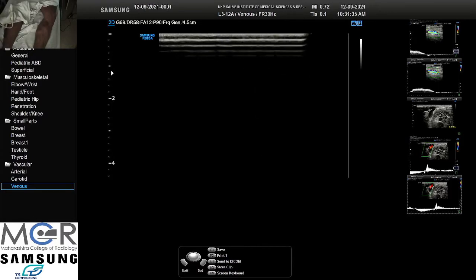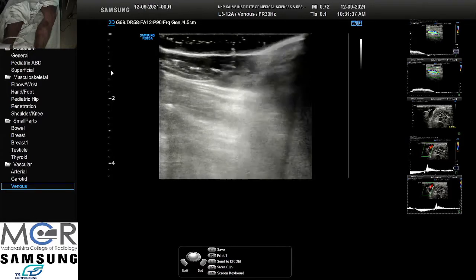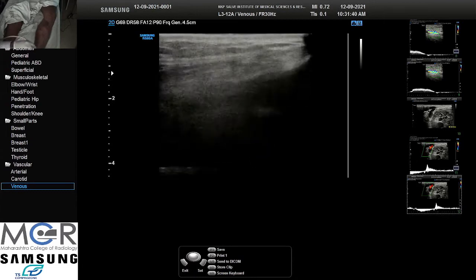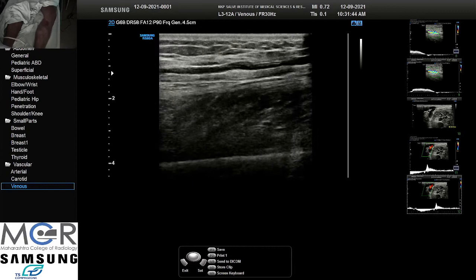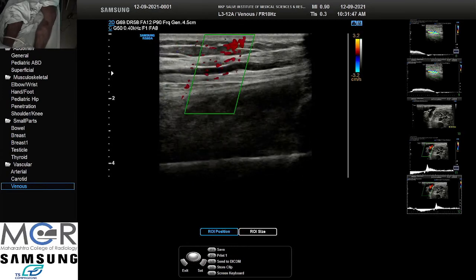So we'll complete the deep venous evaluation by seeing the tibial veins at the ankle, just doing long section.